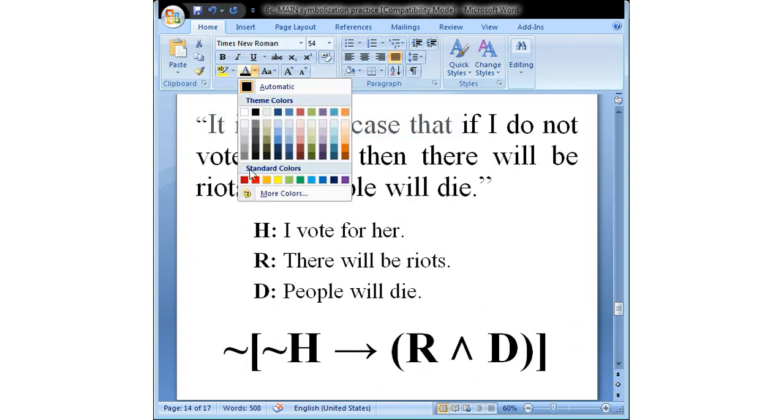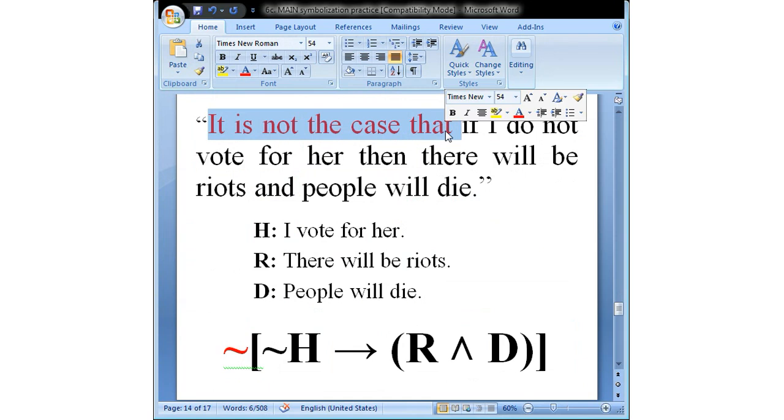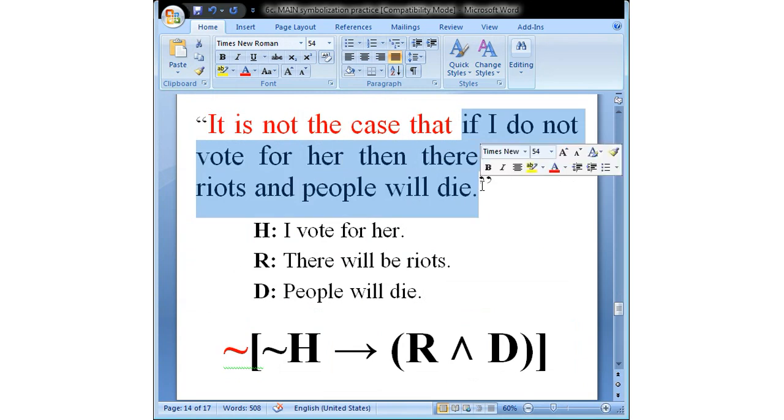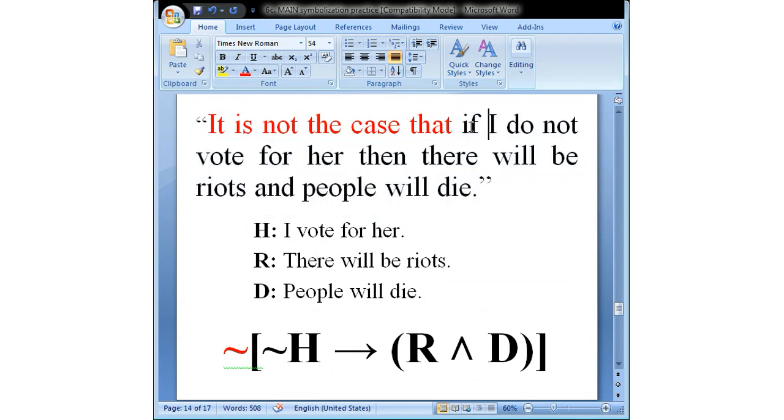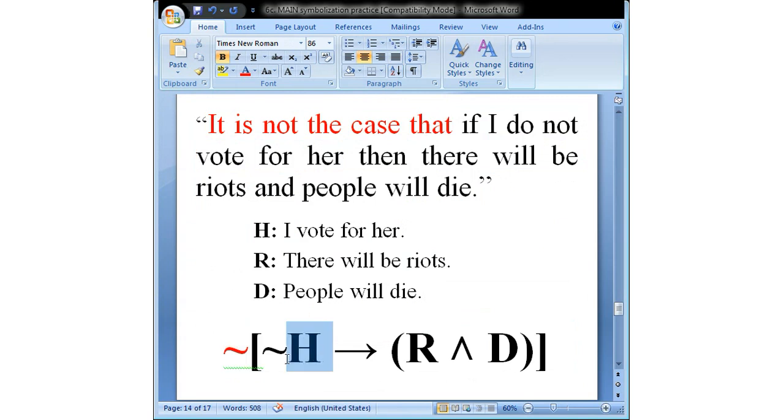It is not the case that, I'm going to color code this, right? It is not the case that someone's negating everything that's going to come after in this instance. You need to read the whole to see what that negation is going to range over. It is not the case that if I do not vote for her, then there will be riots and people will die. So on the condition that I do not vote for her, not H, then two things are going to happen. There will be riots, R, and people will die, D. So I've been told that if I don't vote for her, there'll be riots and people will die.